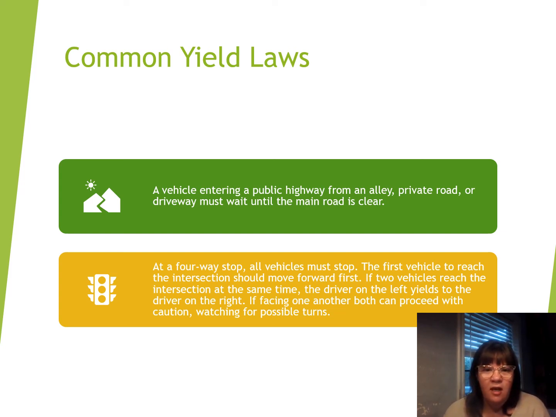Another common yield law is at a four-way stop, all vehicles must stop. The first vehicle to reach the intersection should move forward first. If two vehicles reach the intersection at the same time, the driver on the left yields to the driver on the right. If facing one another, both can proceed with caution, watching for possible turns. Now, if facing one another, you both can proceed. However, if somebody is taking a left-hand turn, the vehicle that's going straight ahead has the right-of-way.